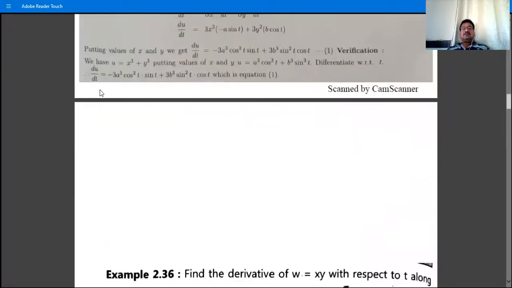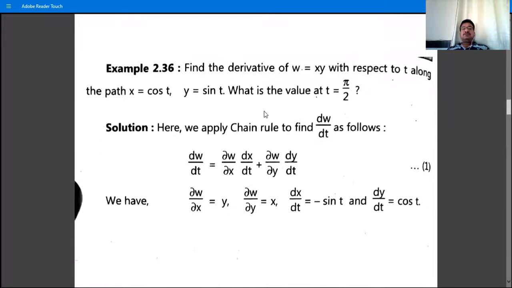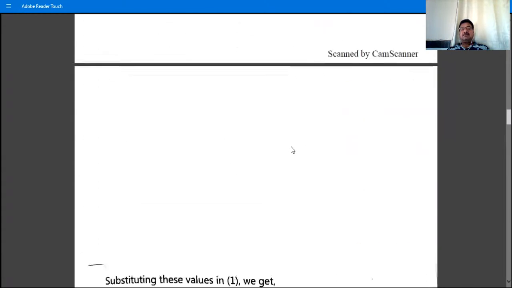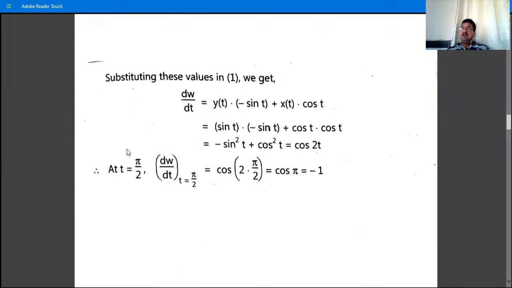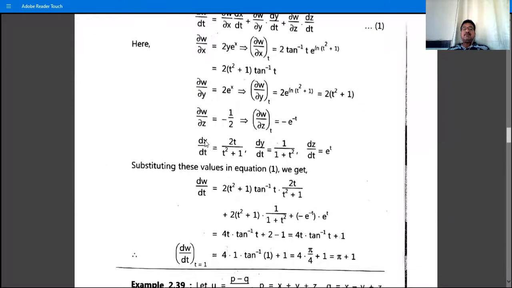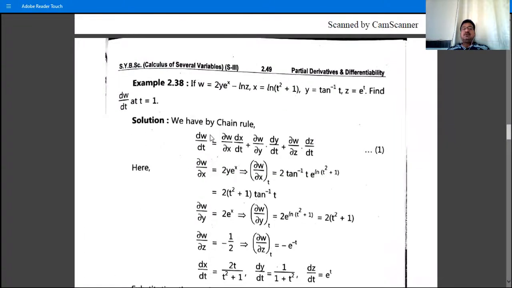Log y by x. Similarly, this is the problem. W is a function of x and y. X and y are functions of t. Then dw/dt by chain rule is ∂w/∂x dx/dt plus ∂w/∂y dy/dt. When we use the notation d: if the function is of a single variable, use d; if the function is of two variables, then use the ∂ notation to denote the derivative.